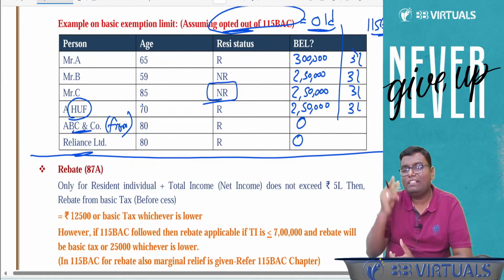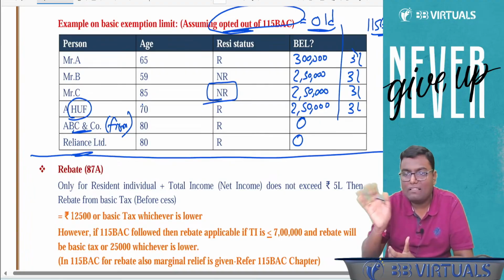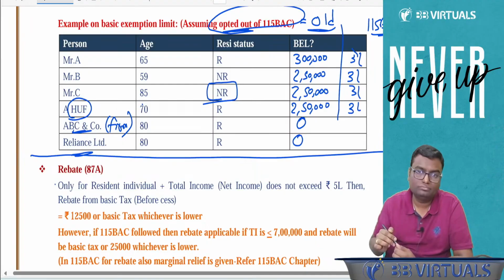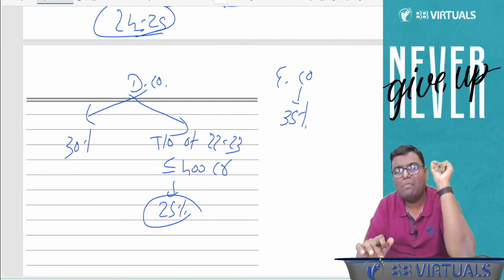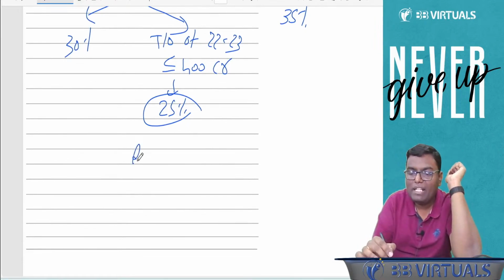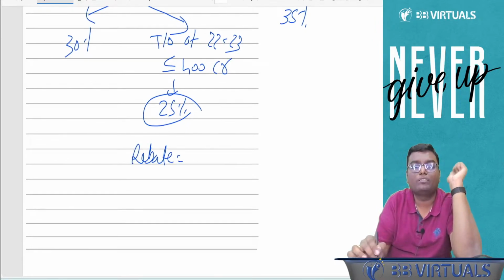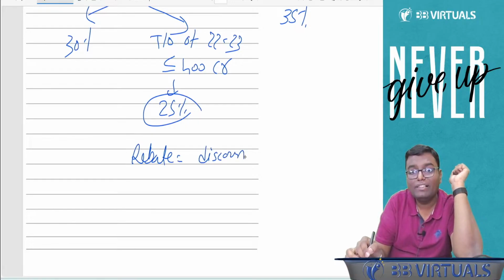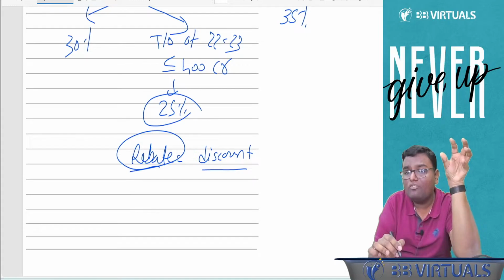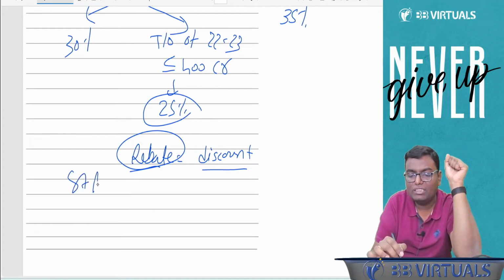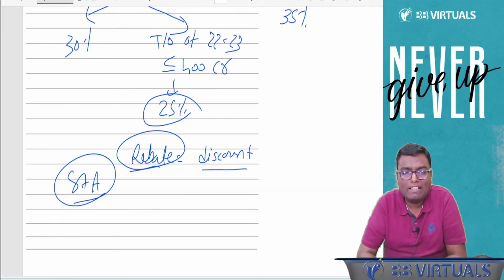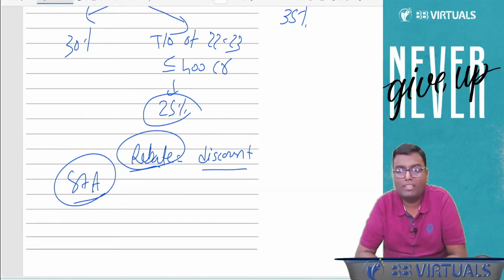Now we have to understand these two concepts, rebate and surcharge. Let us first discuss rebate. What do you understand by this word rebate? In very simple language, rebate means discount. The section in which the discussion of rebate is there is section 87A. Section 87A of the Income Tax Act 1961 is all about rebate.